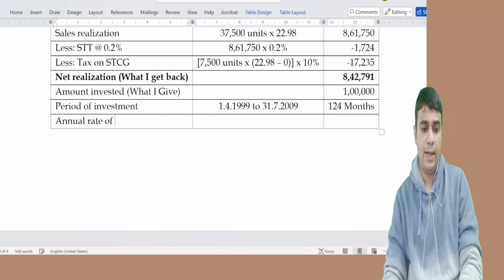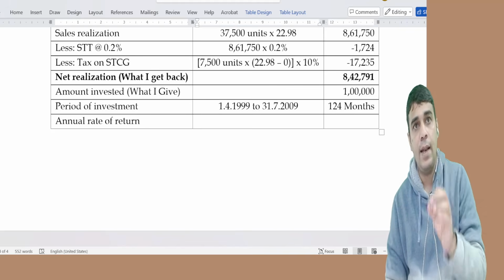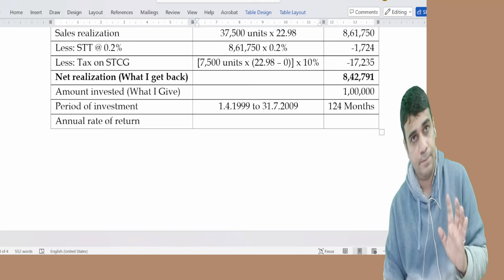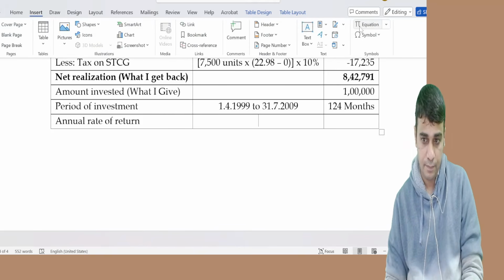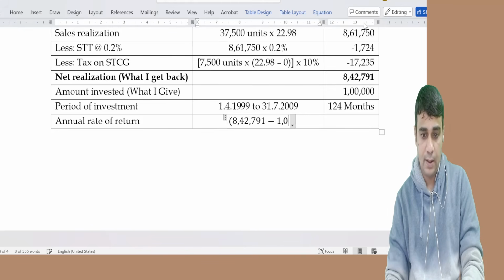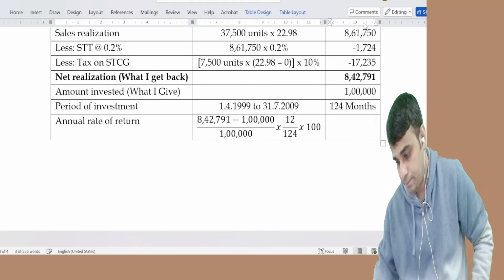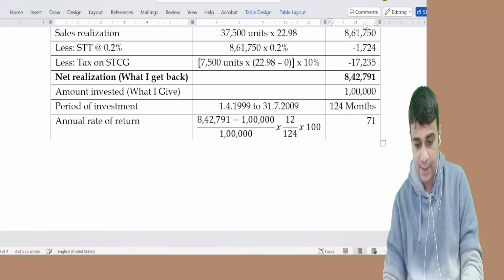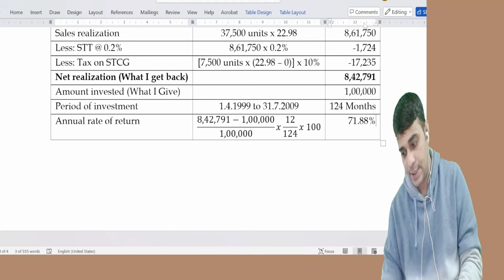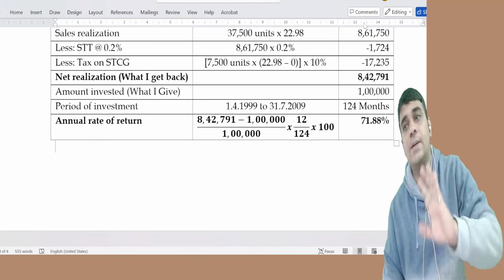Annual rate of return: what I get back minus what I give, divided by what I give, into 12 by number of months, into 100. That is 842,791 minus 1 lakh, divided by 1 lakh, into 12 by 124, into 100. I've got the answer: 71.88%.